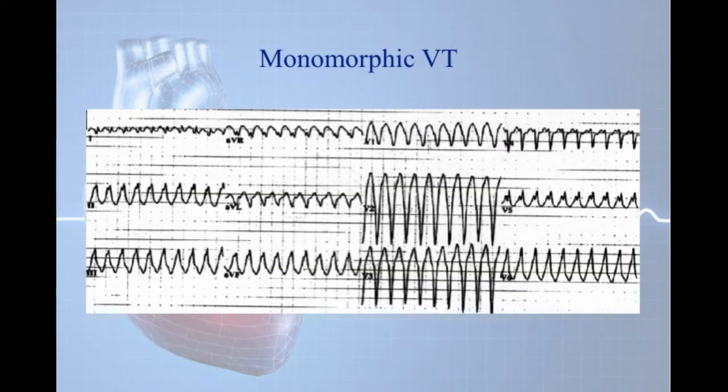Monomorphic VTAC is a form of VTAC where the shape of each beat on an EKG matches each other. A common cause is tissue scarring from a previous heart attack. Treatment for stable VTAC is high flow oxygen, IV, 12 lead.